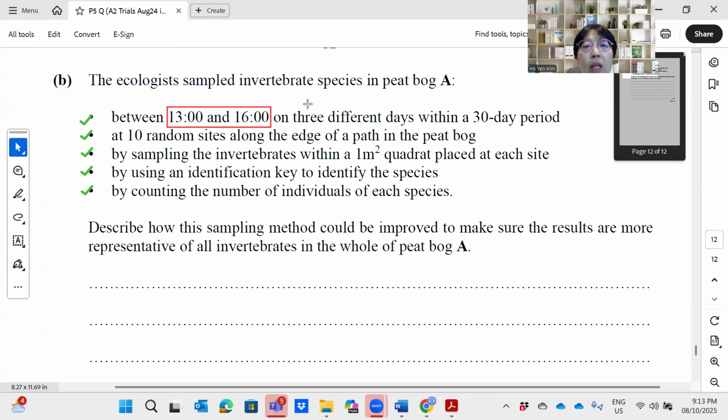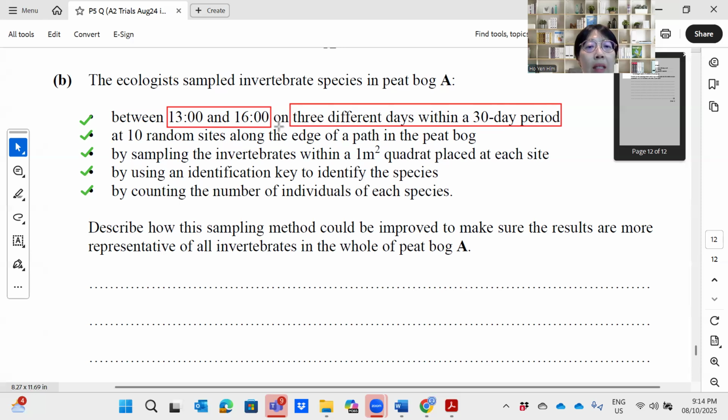And they also said 3 different days within 30 days. It means they only make the sampling in one particular month of the year. Now, in a country with 4 seasons, the temperature, conditions and rainfall will be different at different seasons. So you want to sample in different seasons. Even in Malaysia, you've got monsoon season when there's more rain, and non-monsoon season when there is less rain. Whereas in Thailand, they have a very obvious rainy season and dry season. So you want to include those seasons.